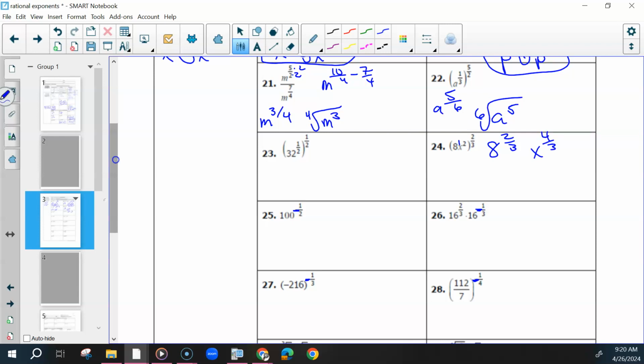Because both of these have a denominator of 3, I'm going to write them both underneath the cube root as 8 squared x to the 4th. I can't take the cube root of 8 squared as is, because 3 doesn't go under 2. I could do 3, the cube root of x to the 4th. But I could also change this to be 64. And then we have a perfect cube of 64. What is that number?